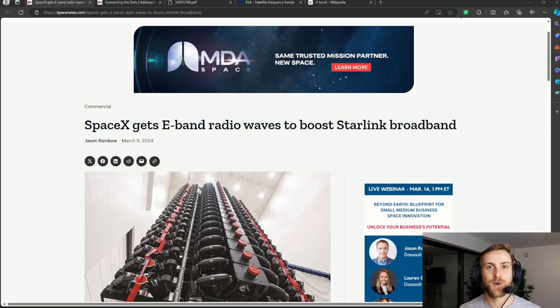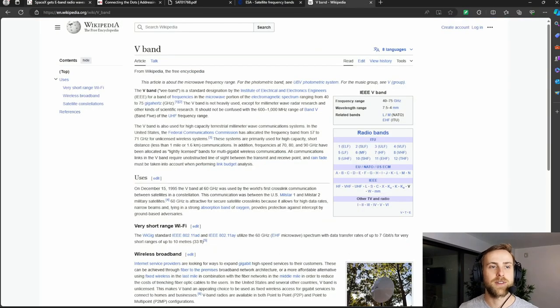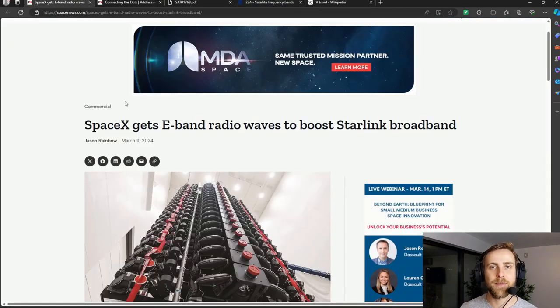Let's talk about radios. Today we're going to go through this article by Jason Rainbow. SpaceX gets E-band radio waves to boost Starlink broadband. E-band being extremely high frequency, larger bandwidth, more information. It's going to be very cool to learn about this. I have a few other supporting tabs here, but we'll go through them as they come up.